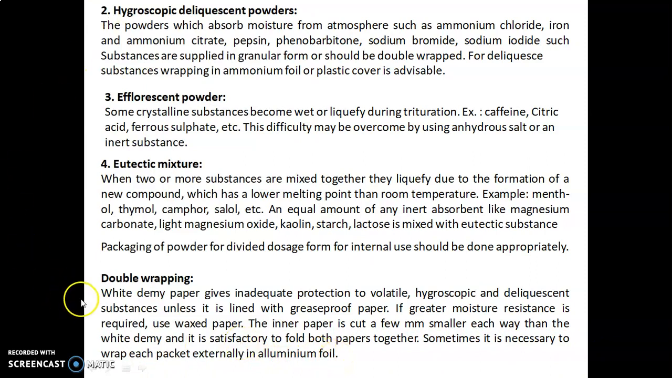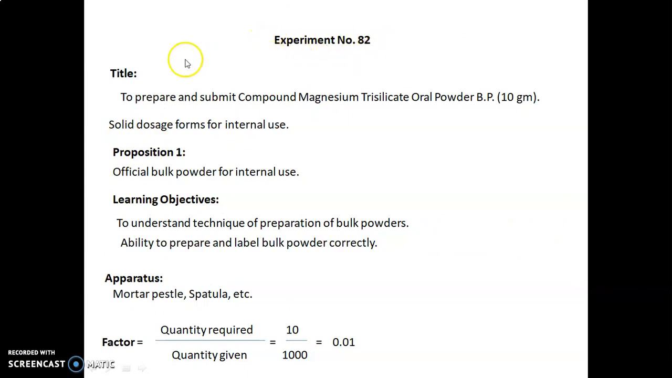So in the next session we will discuss the actual experiment. Experiment number 82. The title of this experiment is to prepare and submit the compound magnesium trisilicate oral powder BP, that is according to the British Pharmacopoeia, 10 gram. In this we are going to study the solid dosage forms for internal use. Proposition 1, official bulk powder for internal use. Learning objectives are to understand the technique of the preparation of bulk powders and the ability to prepare and label bulk powder correctly. Apparatus required are mortar, pestle, spatula, etc.